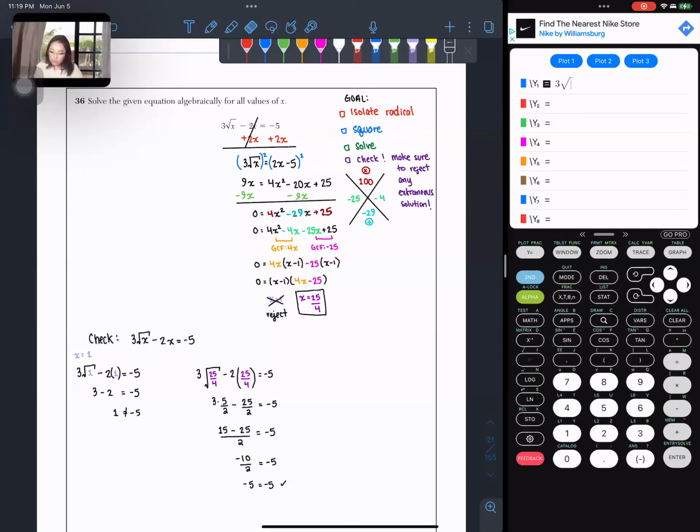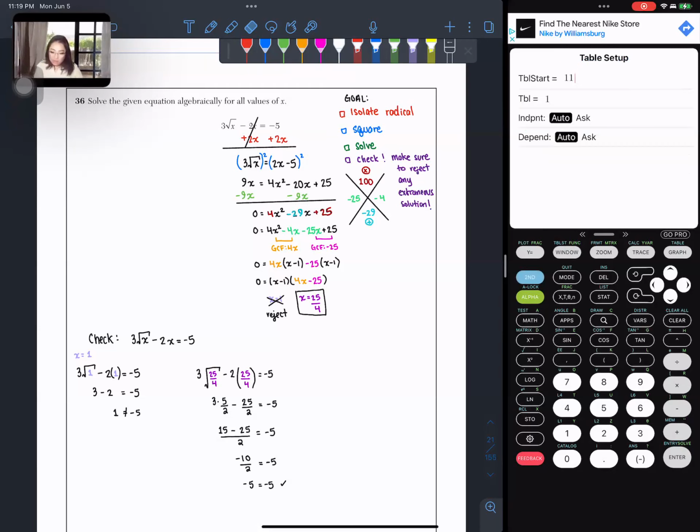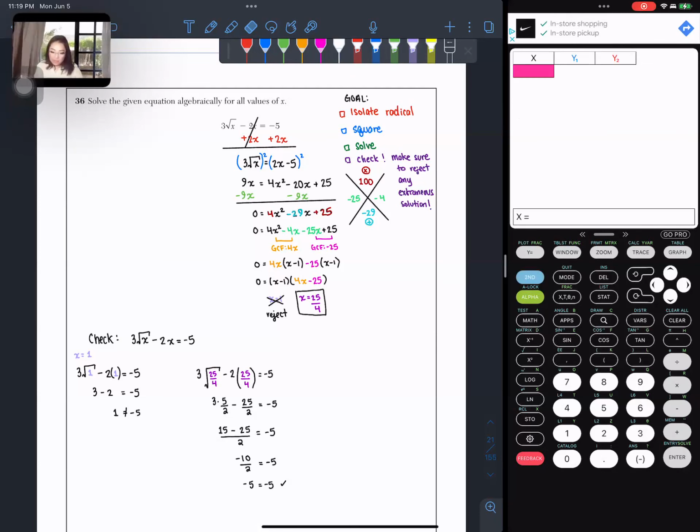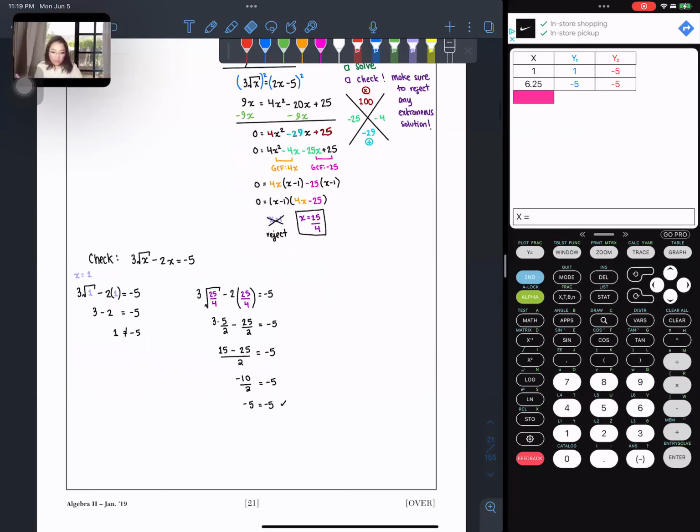Do 3 square root of x minus 2x and then -5, and then I would change this to ask because this is now, wait, is that 1? Oh, I read it 1 doesn't work, but 25 divided by 4 will work. Yeah, it works.